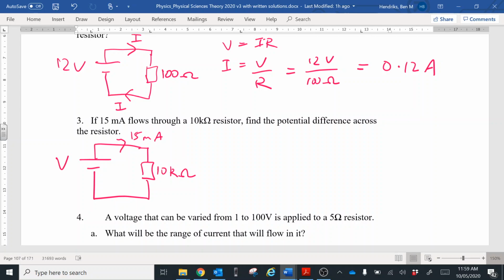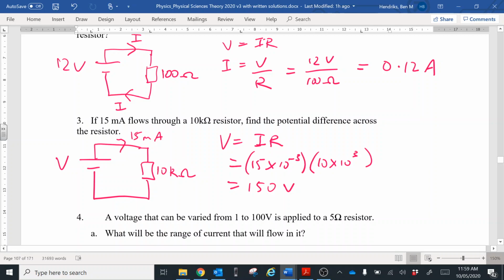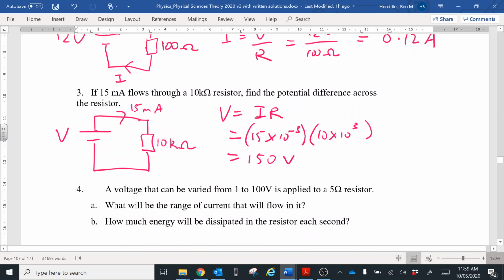Okay, so V equals IR. So remembering our prefixes, we've got 15 times 10 to the negative 3, and we've got 10 times 10 to the 3 for k. So that 10 to the negative 3 and that 10 to the 3 are going to cancel out, so we're left with 150 volts. 150 volts across that cell or generator or battery, whatever can produce 150 volts.